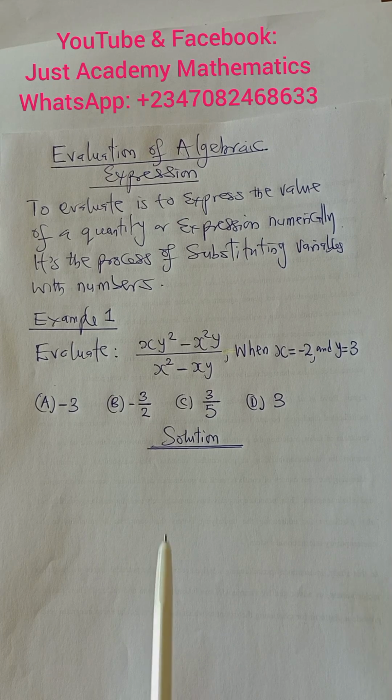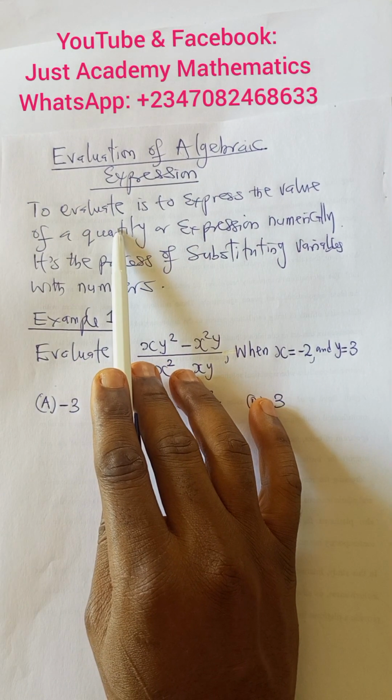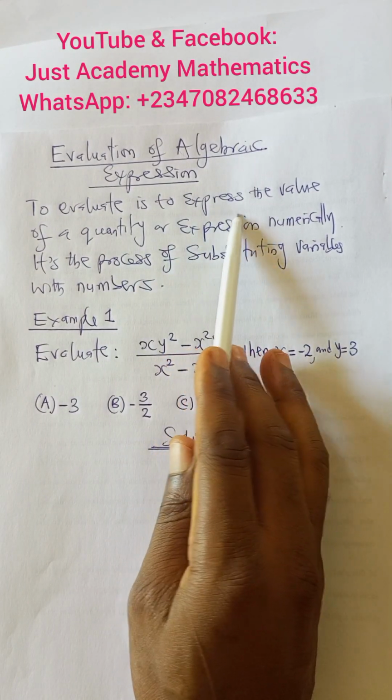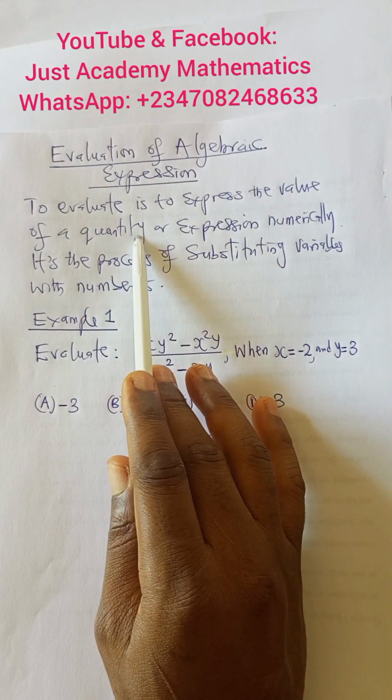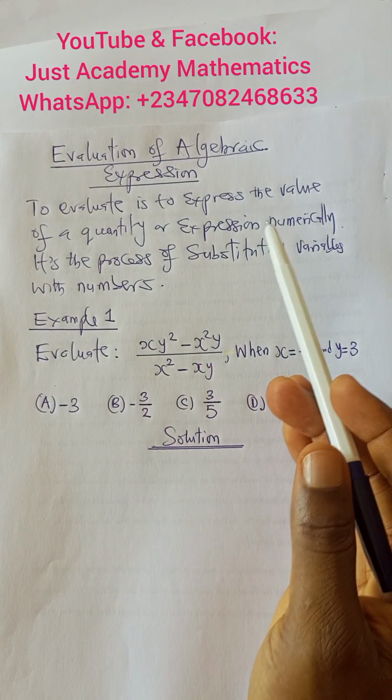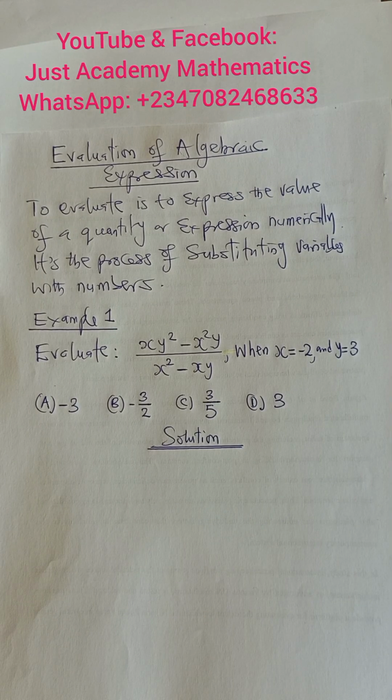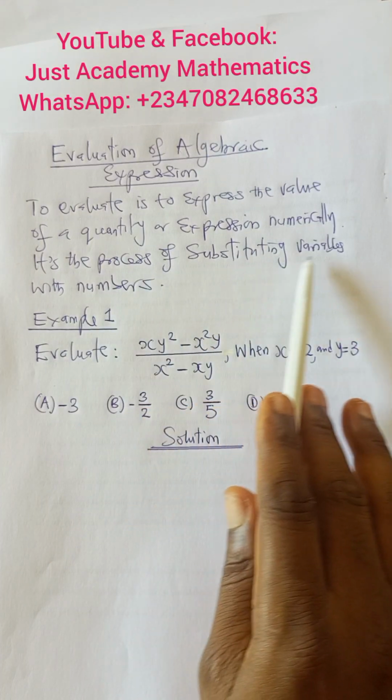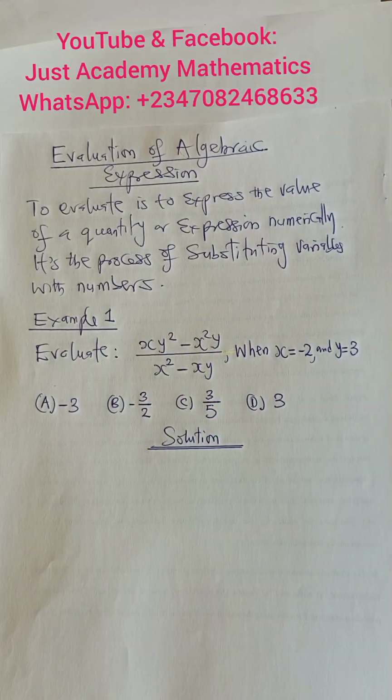Now, what does it mean to evaluate? To evaluate is to express the value of a quantity or expression numerically. Evaluation has to do with the process of substituting variables with what? Numbers. So there are three major terms in algebra. They can either tell you to solve, to simplify, or factorize, or to evaluate.